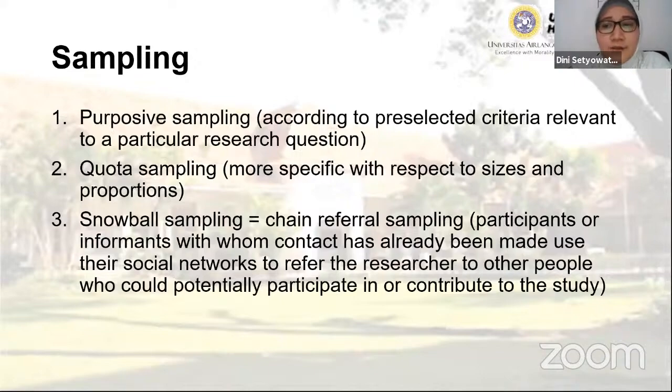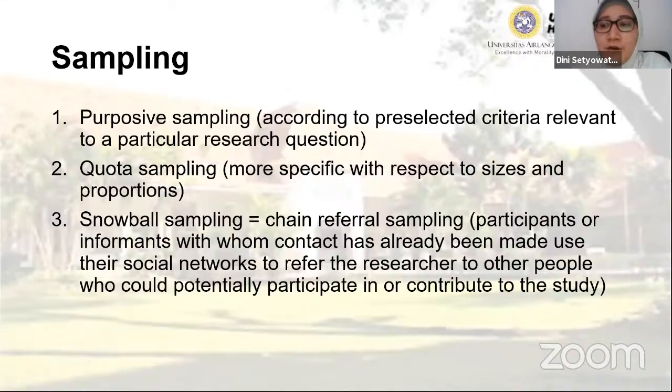And then the study's research objective and the characteristics of the study population determine which and how many people to select. There are 3 most common sampling methods used in qualitative research. They are purposive sampling, quota sampling, and snowball sampling. Purposive sampling is based on pre-selected criteria relevant to a particular research question. If we want to know the perception of the quality of health services, we need to select individuals who have received those services. In quota sampling, we decide while designing the study how many people we will include in the study. So we decide in advance.